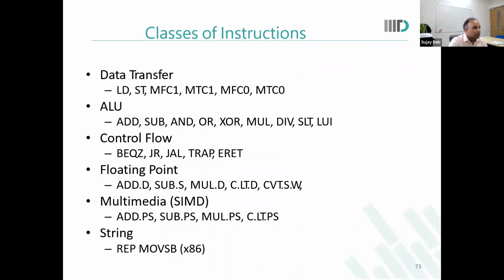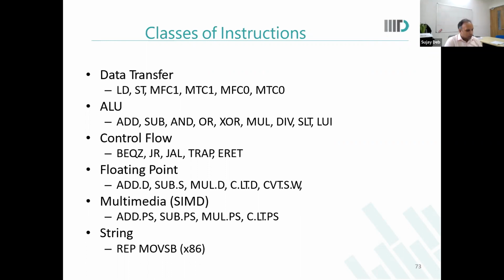Okay, so let me go ahead. One important element of instruction set architecture we have seen was the machine model. Then there are different instruction types. For example, here it is mentioned as classes of instruction. There will be instructions which deal with transferring of data. So these are MIPS instructions.